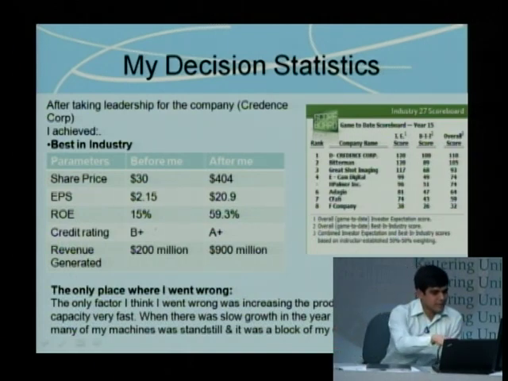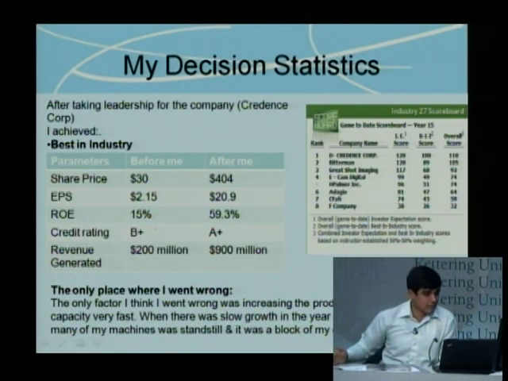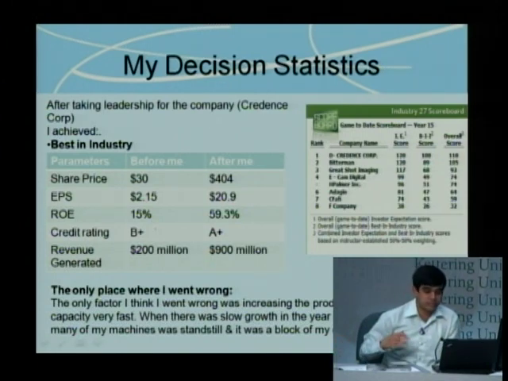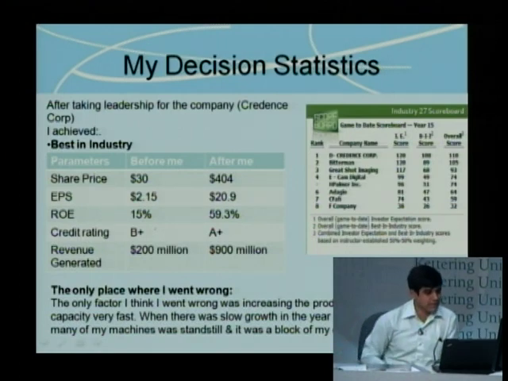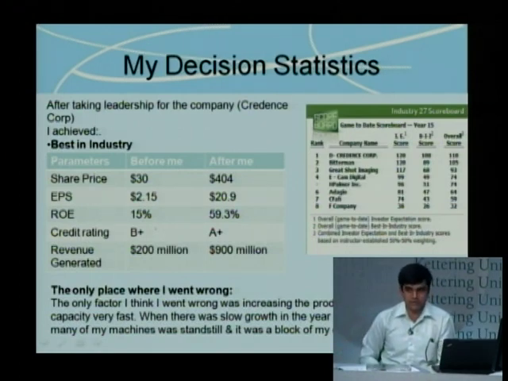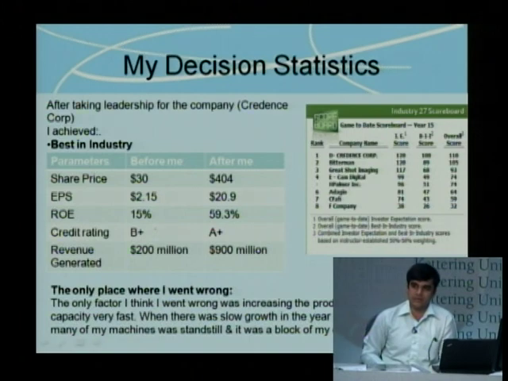And these are the parameters which I had. The share price, when I took over the company, was $30, and when I was there, I raised it to $404. EPS is earnings per share. It was $2.15, and I raised it to $20.09. The ROE is return on equity, meaning whatever you give to your shareholders. It was 15%, and I made it 59.3%. Credit rating was B+, I made it A+. Revenue, when I came to the company, was 200 million, and at the end it was 900 million.